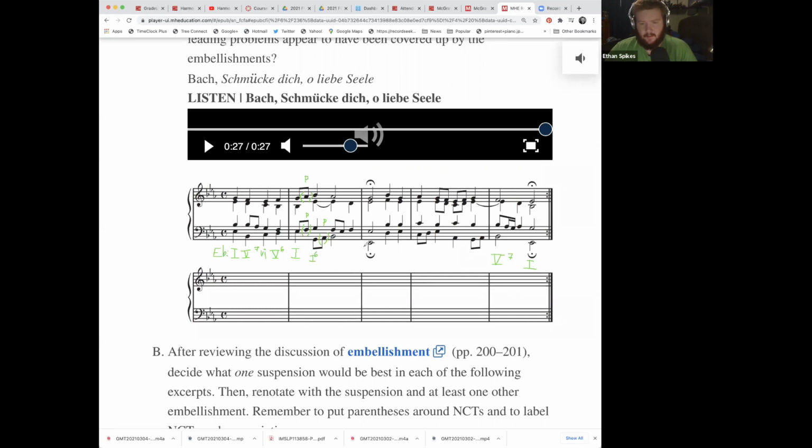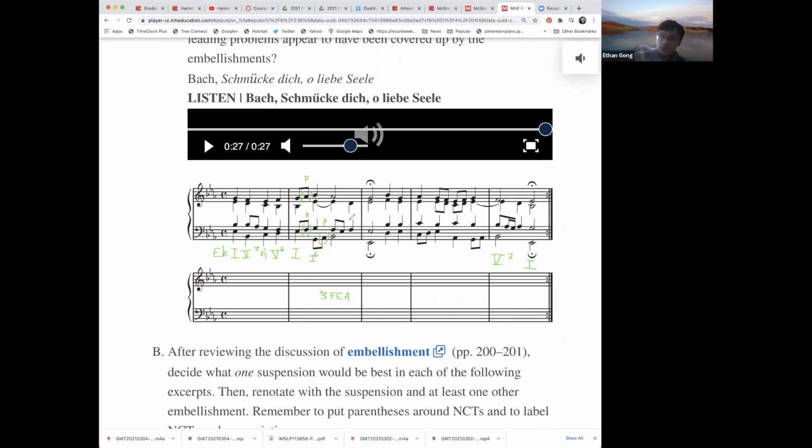All right. What's going on in the next chord? We are in E flat and we have a B flat, an F, an E flat. This is a suspension in the right hand, right? Yeah. Or rather, the alto. That's right.